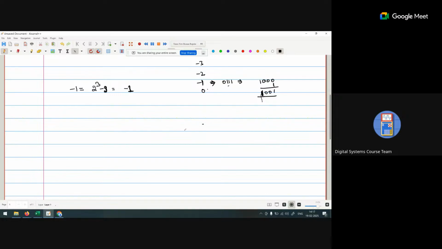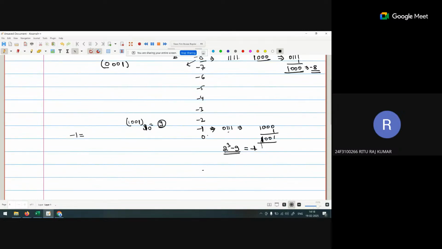Okay. Sir, can you convert 1001 into decimal form? It is 9. Yes, 2 raised to power 3 minus 9 becomes -1. Sir, 1001 is equal to 9. That's right. But why are you subtracting from 2 to the power 3? Because the number is a 4-bit number. Okay.